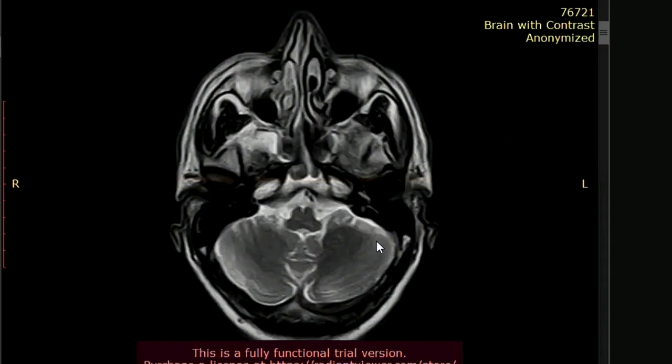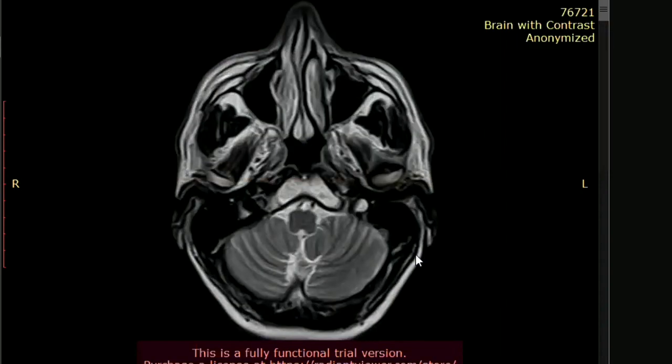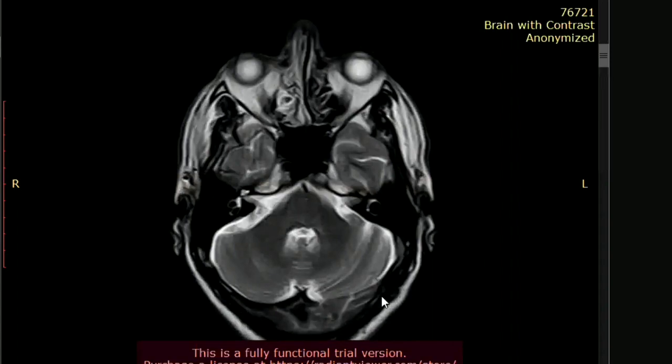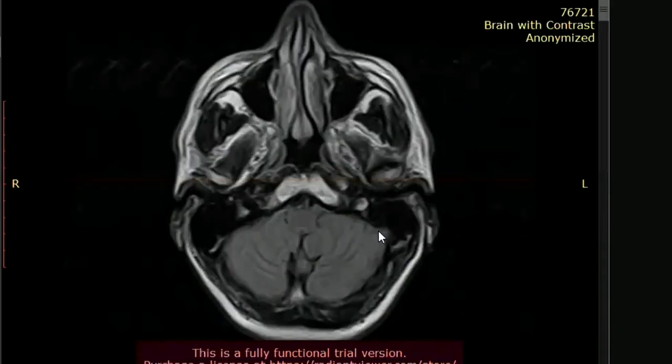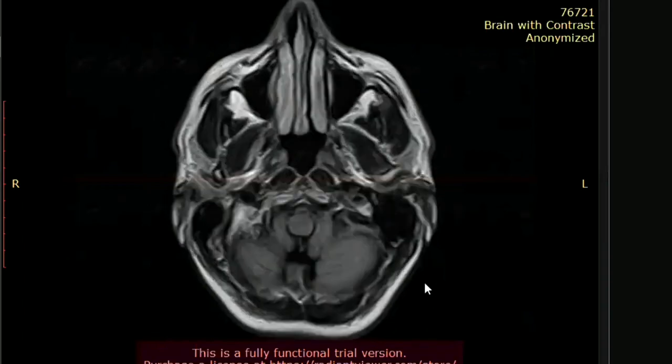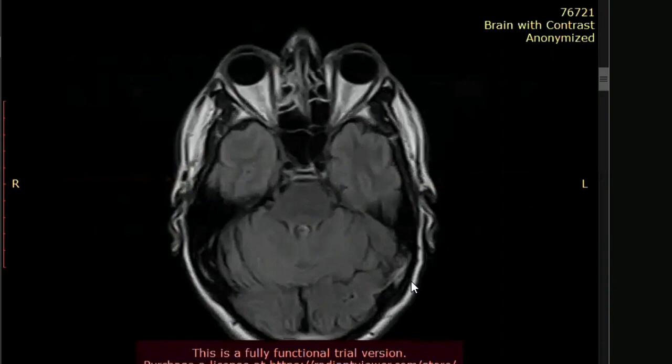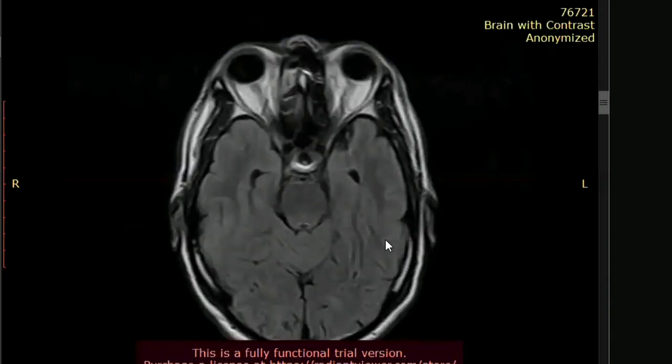Always try to look for the signal void on T2 weighted images. If it is absent, like in this case, you can see the transverse sinus is darker here, showing a clot on T2 weighted images. This was also present on FLAIR images. So this was not normal. This was a case of dural sinus thrombosis with infarct on the right side. It was not completely a hemorrhagic infarct; only trace hemorrhage was present.